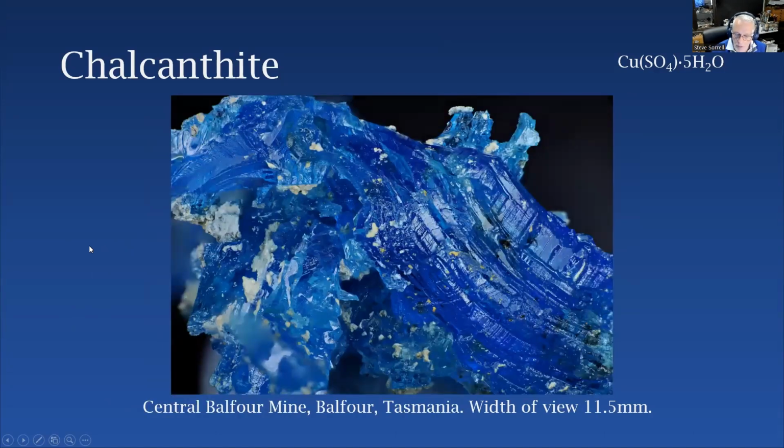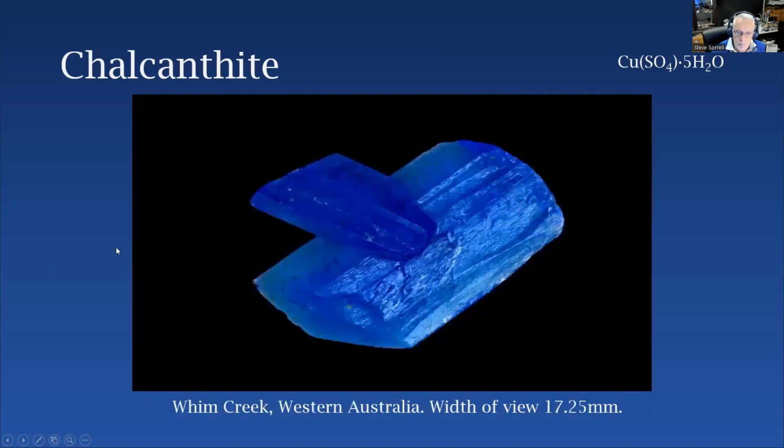Central Balfour mine on the west coast of Tasmania has formed these crystals that sort of twisted as they've grown. And this one grew in a cavern at Wim Creek apparently that had a blue pool in it at one stage because of all of the copper there, and this would have crystallized out of that. So it's actually formed underground, which is probably why it looks more like a homegrown chalcanthite crystal.